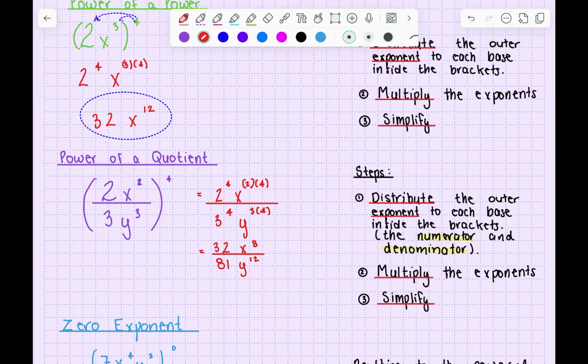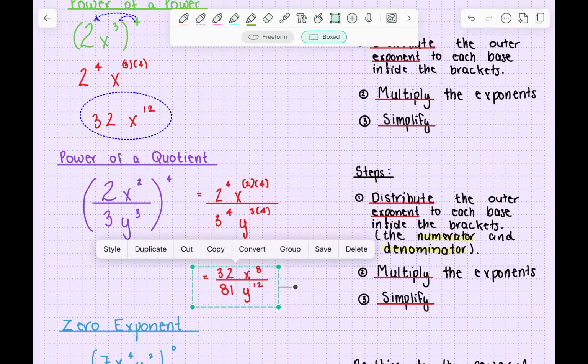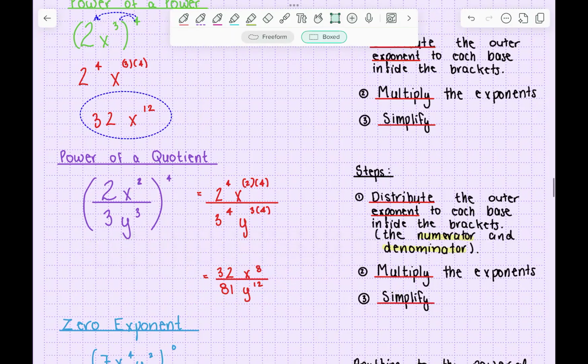Now, it's also important to think, can these things be reduced? So this is my final answer. This is my fraction. It's a rational expression. But you also have to check and see if you can reduce that, right? So see if there is a common factor between your numerator and your denominator of your coefficients. In this case, there is no common factor. So that is your final answer. Okay, so that's power of a quotient. So again, whatever's on the outside, it's almost like distributive property is getting distributed to everything on the inside.